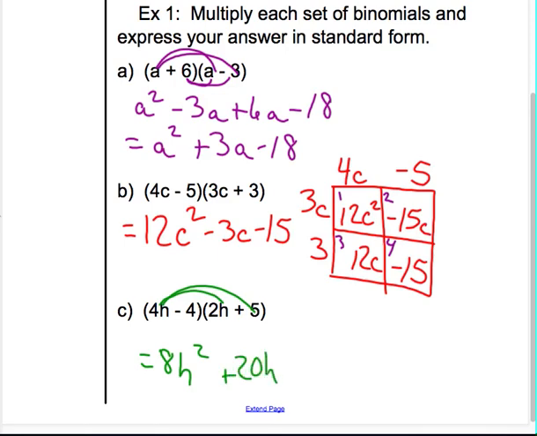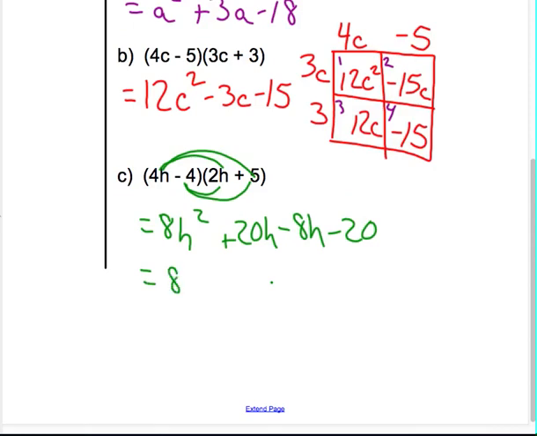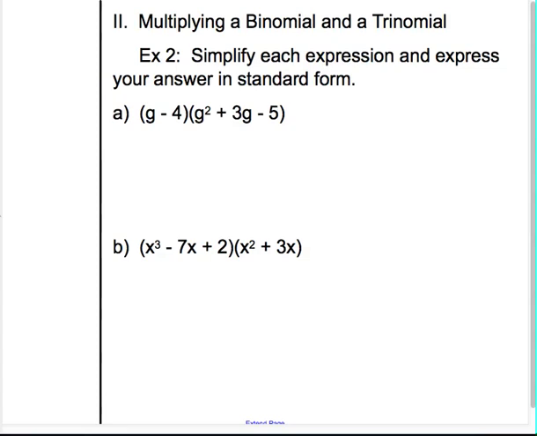And then distributing my -4, make sure you keep that negative sign with it. -4 times 2 is -8h, and -4 times 5 is -20. So combining our like terms, we get 8h squared plus 12h, the 20h minus the 8h, and then minus 20. And these are our last two examples.